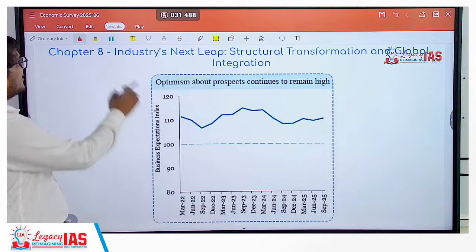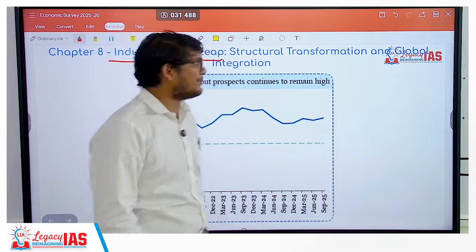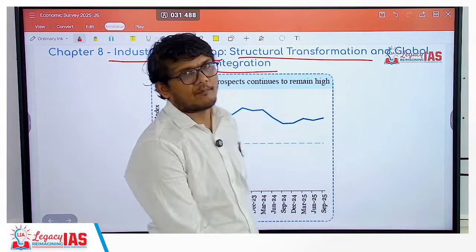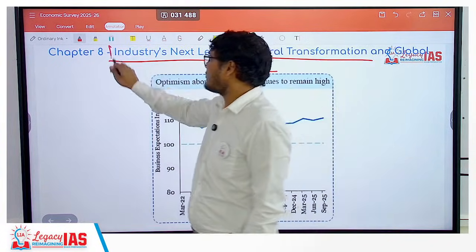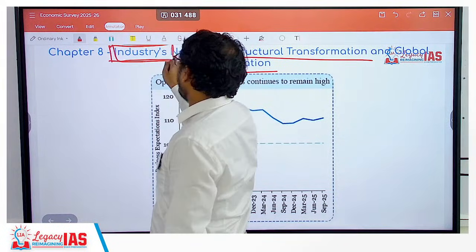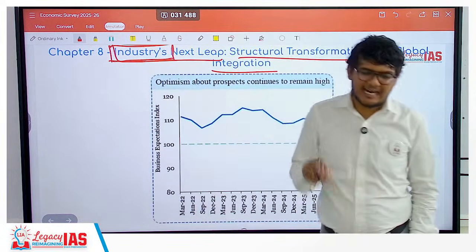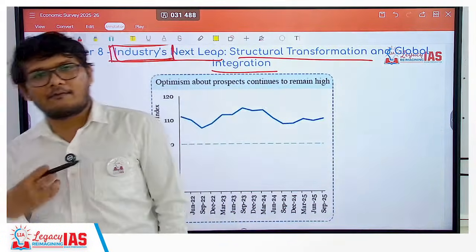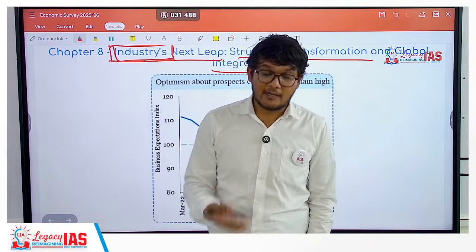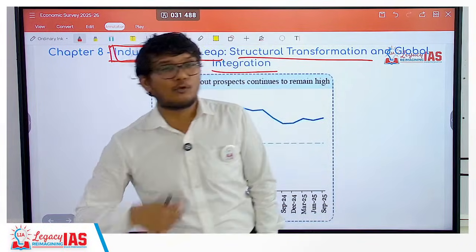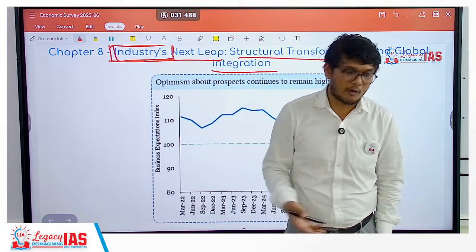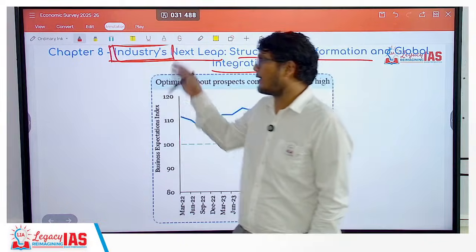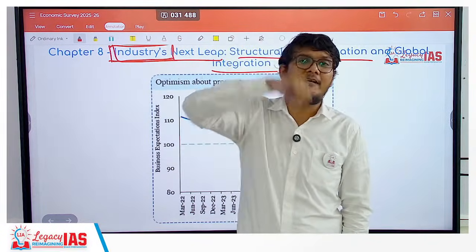Next, you have chapter 8, that is industry's next leap, that we are talking about structural transformation and global integration. So here in the industry, see, Indian industries have been underdeveloped as such, right? Because initially, after we won independence, our focus was agriculture. By the time of the second 5-year plan, we did focus on heavy industries, but we could not sustain that focus because it required huge amount of investment. So we shifted back to agricultural focus, and then by the time we should focus again on the industries, the services sector started coming into picture.